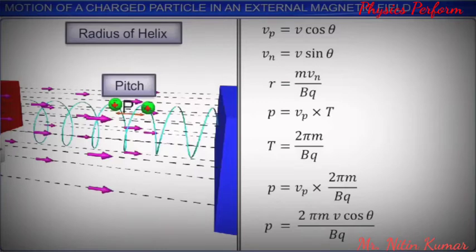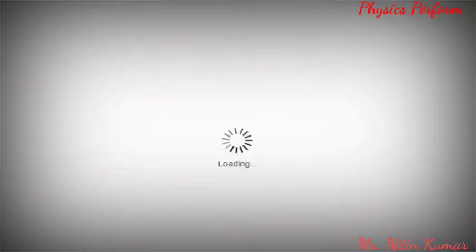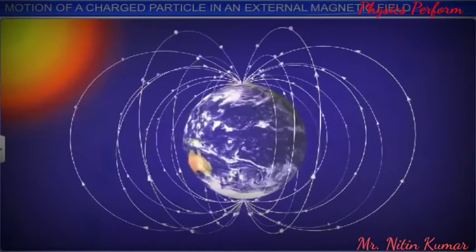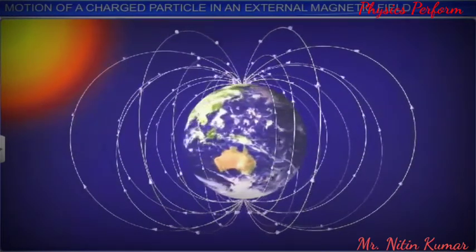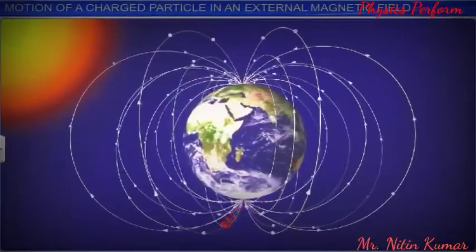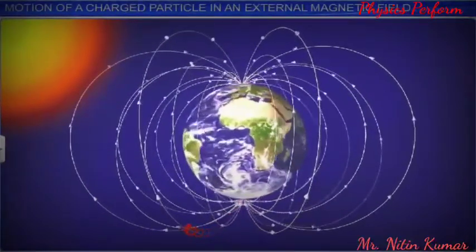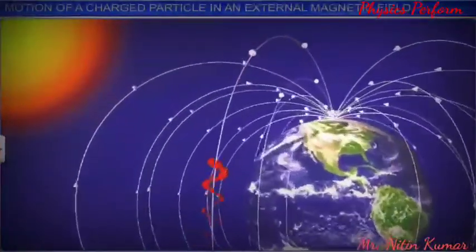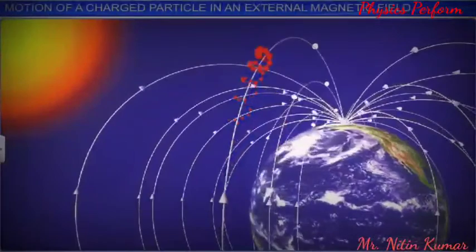So far we discussed the motion of a charged particle in a uniform external magnetic field. What happens if the magnetic field is non-uniform, as in the case of the Earth's magnetic field? In the case of a non-uniform magnetic field, the field lines are not straight. In this case, the helix of the moving charged particle also follows the direction of the curved magnetic field lines.